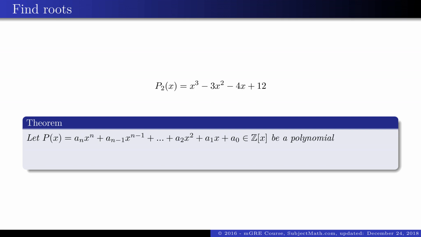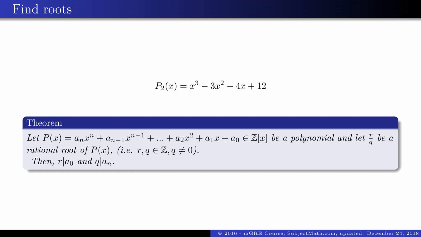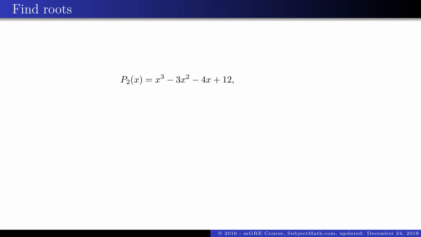Let's use the following theorem. Given a polynomial with integer coefficients, make sure that they are, then if a polynomial has a rational root of the form r over q, r must divide the free coefficient, and q must divide a_n. Good. Now, how to use it?